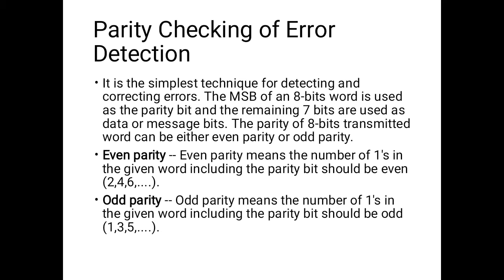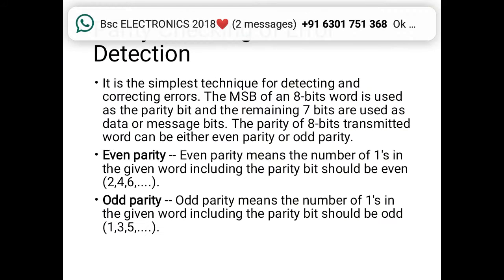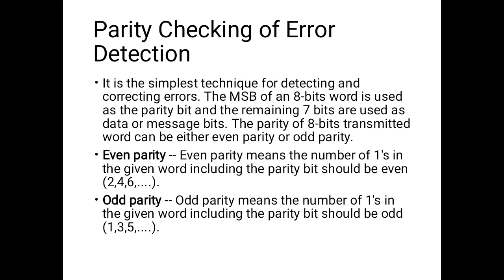The MSB of 8-bit word is used as parity bit, and the remaining 7 bits are used as data or message. A parity of 8 bits transmitted word can be either of even parity or odd parity. Whenever you are sending 8-bit code, the MSB, most significant bit out of this 8 bits, will be the parity, and the remaining 7 bits will be used as data or message bits. The parity of 8 bits transmitted word can be either of even or odd parity.